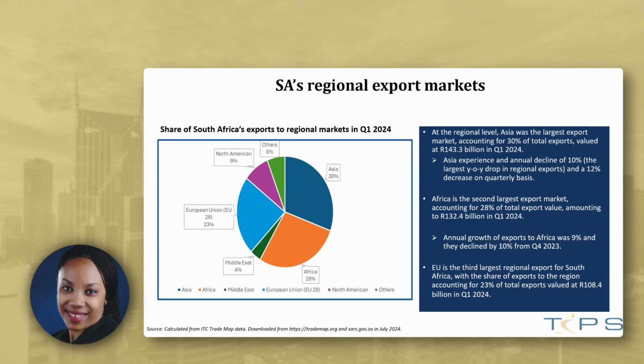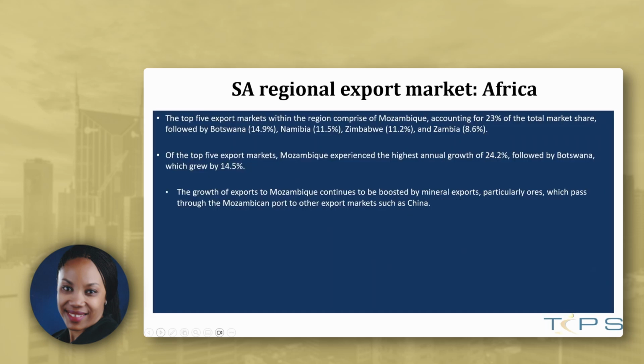The EU was the third largest region that South Africa is exporting to, with a share of exports to the region accounting for 23% of total exports, valued at 108 billion rands. The top 5 exports within the region comprise Mozambique, accounting for 23% of the total market share, followed by Botswana by 14.9%, Namibia by 11.5%, and Zimbabwe and Zambia.